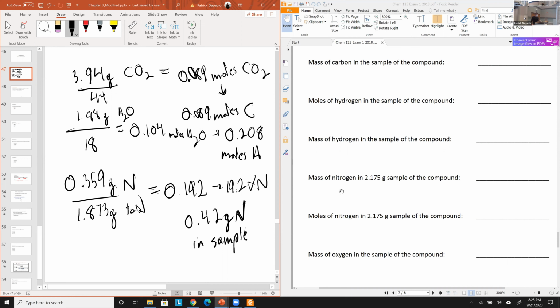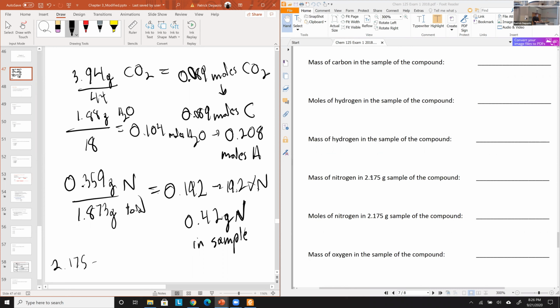Okay, so now we have 3 out of the 4 components. We have the masses of them. So the way to figure out the mass of oxygen is just simply subtract the masses of the other 3 from the total sample, which is the 2.175.